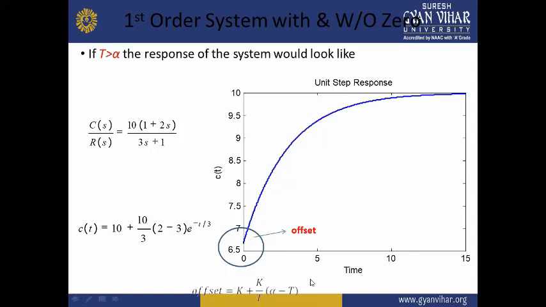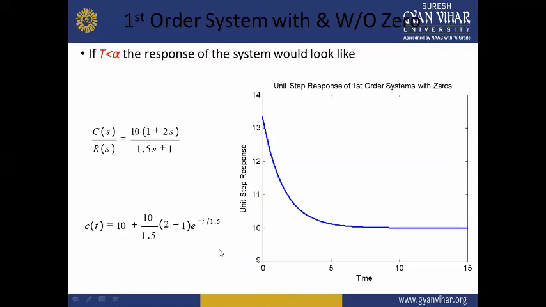Therefore, when we plot this, an offset comes, which can be calculated by the given formula, K plus K upon T into (alpha minus T) at t equal to 0. When we substitute t equal to 0 in the previous response equation with the zero, we get this offset value. And if T is less than alpha, the response would look like this. It is an exponentially decaying response, which comes to be 10 plus 1 upon 1.5 into 2 minus 1, into e to the power of minus t by 1.5.